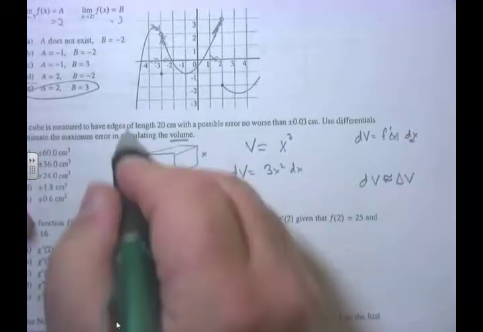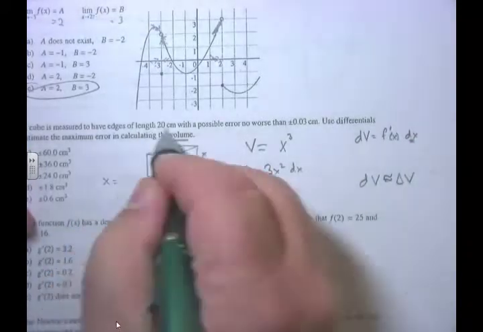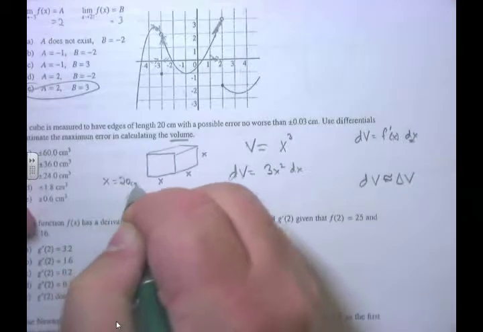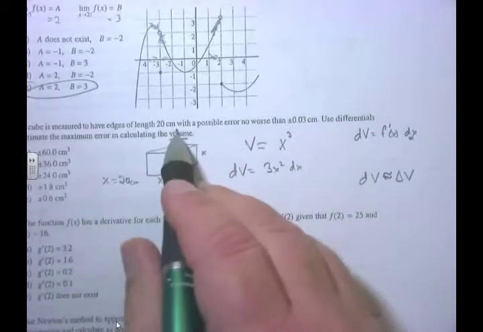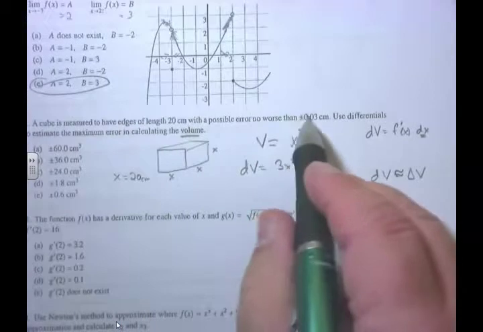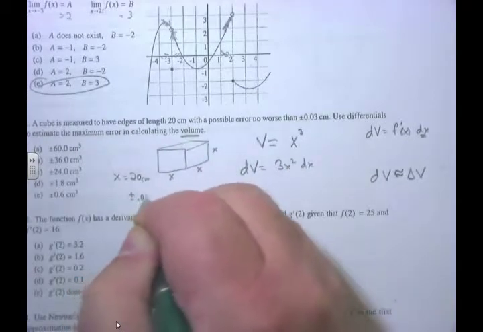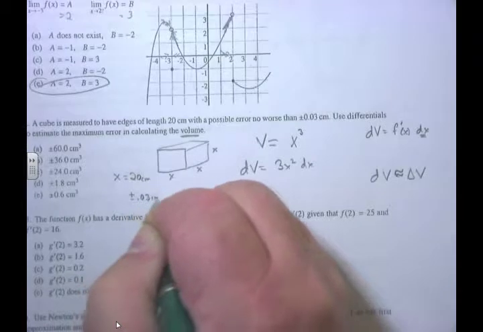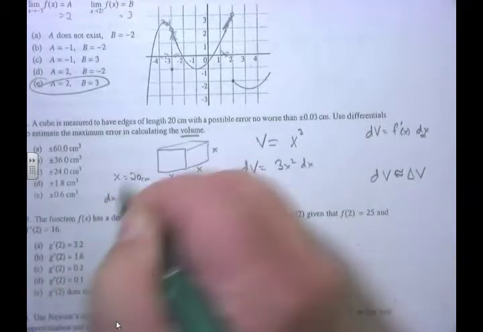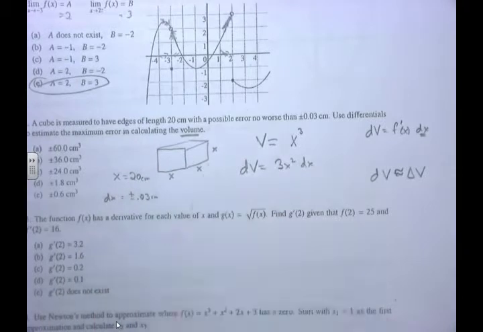In this problem, what was the size? My x's, my lengths, are supposed to be what? 20 centimeters. They told me that. But the error is plus or minus 0.03 centimeters. What is that? That is the possible change in x that I can have for all my sides. Plus or minus 0.03.